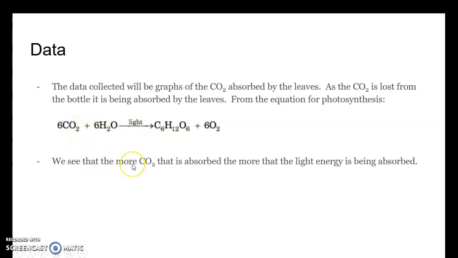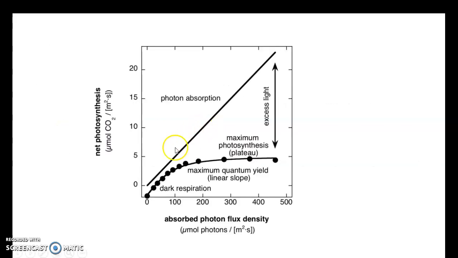We see that the more CO2 that is absorbed, the more that the light energy is being absorbed. So an increase in CO2 absorbed should amount to an increase in light energy being absorbed. So photosynthesis should occur more often as we include light. Now there's going to be a max point here that we'll see. But in the end, we expect to see more carbon dioxide being absorbed as we increase the amount of light.